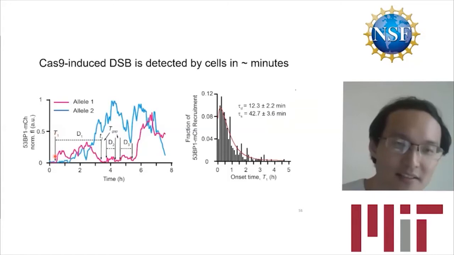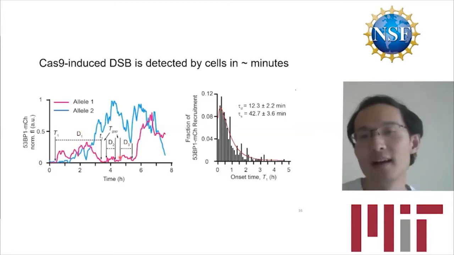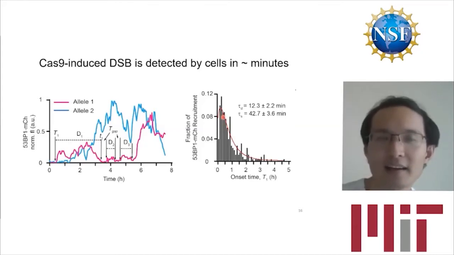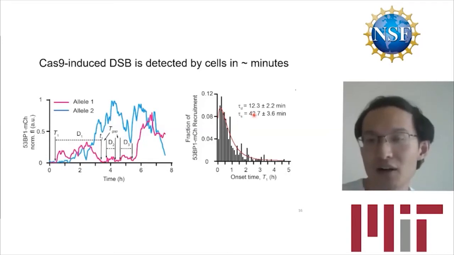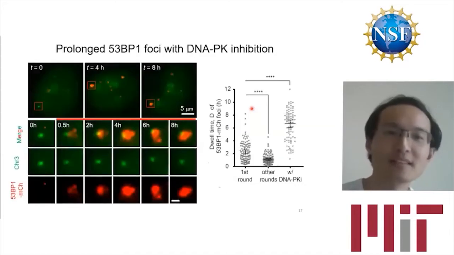So you can see the starting point T1 for this allele and how long it lasts, the dwell time here. Using a two-step model, we extract that the Cas9-induced DSB is often detected at the scale of about 10 to 12 minutes. So what about the dwell time?